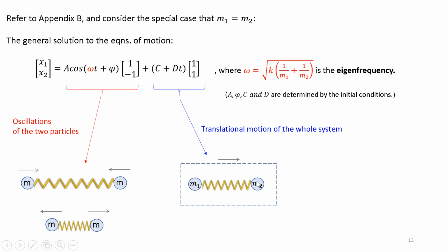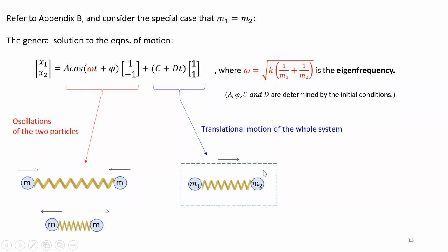So at the end, of course, what is exactly going on with the system? It depends on the initial condition. You can see that at this A, this phi, this C, this D. So you need to give me some initial condition, and then I can tell you what is actually going on with the system.